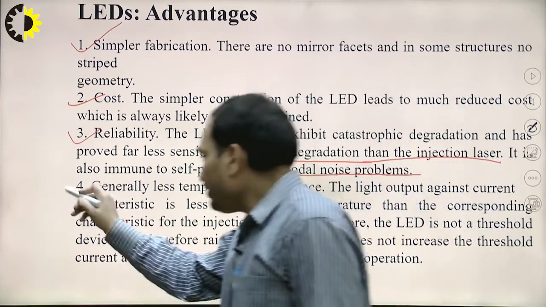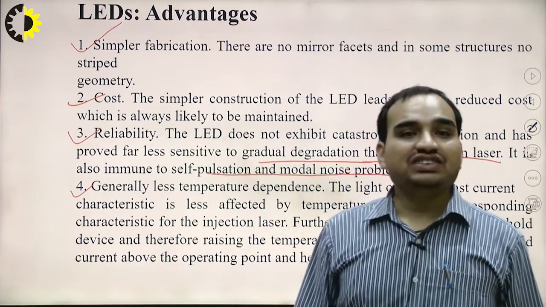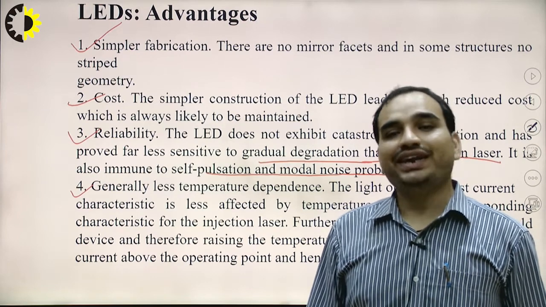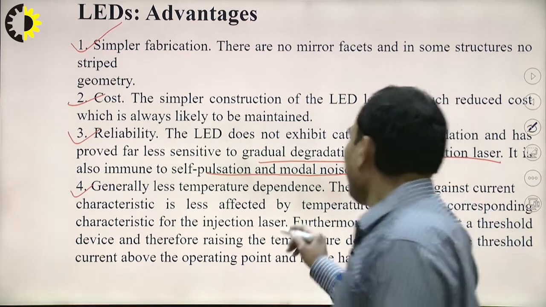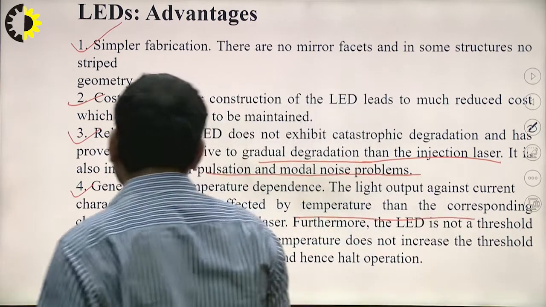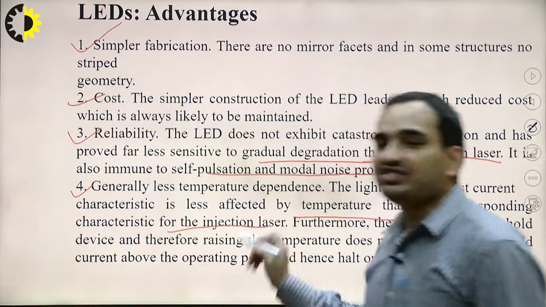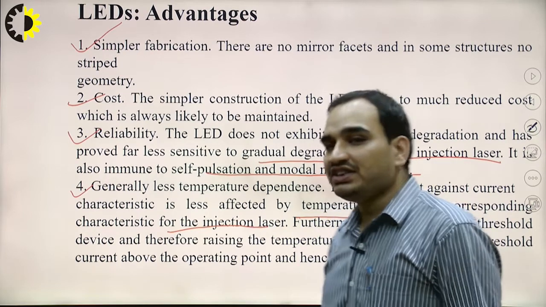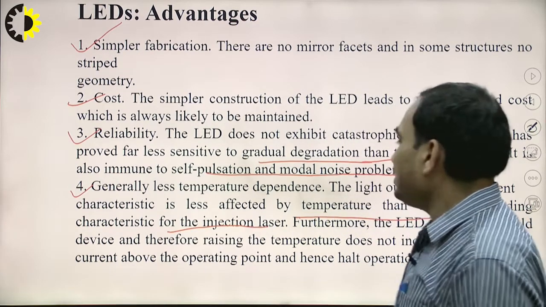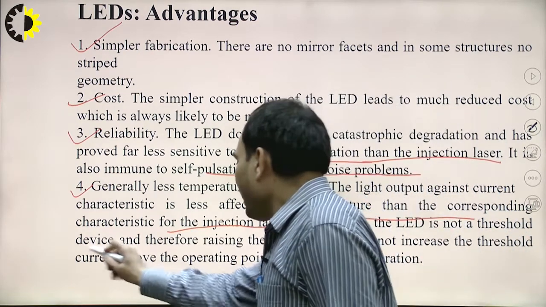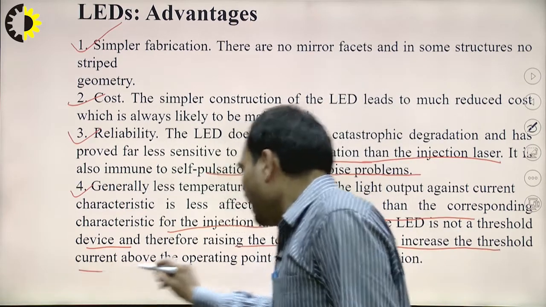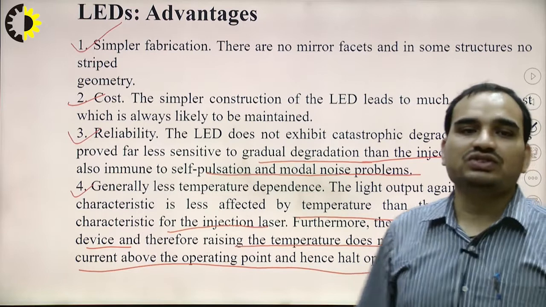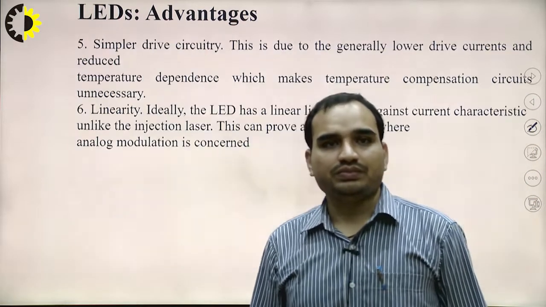The fourth advantage is generally less temperature dependence, and the light output against current characteristics is less affected by temperature than the corresponding characteristics for the injection laser. When we are comparing with the laser, the LED is not a threshold device, and raising the temperature does not increase the threshold current, and the operating point allows for stable operation.